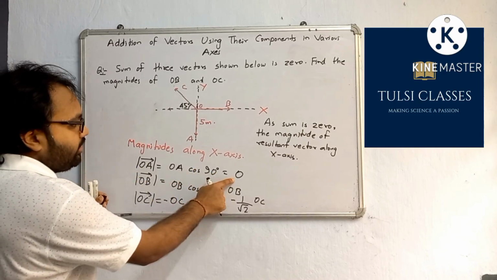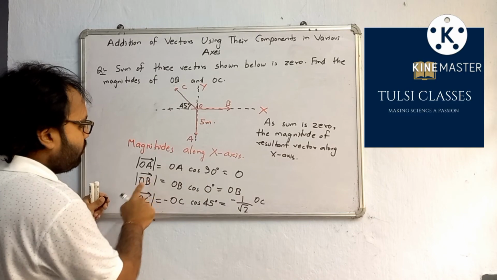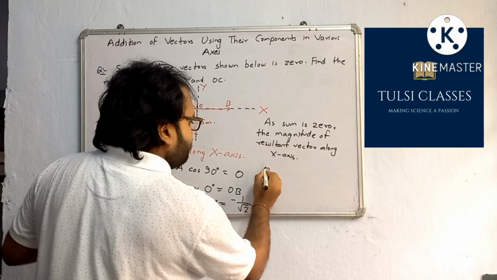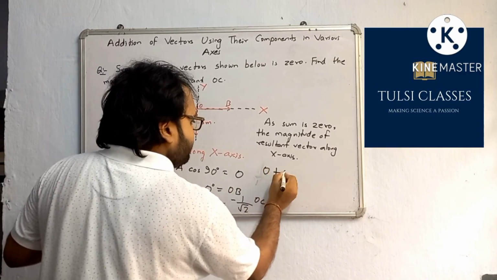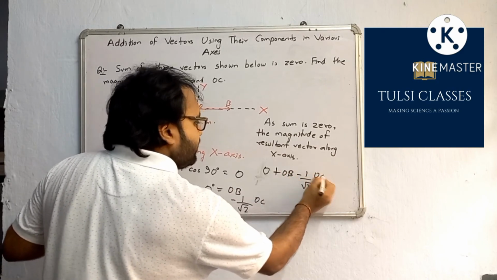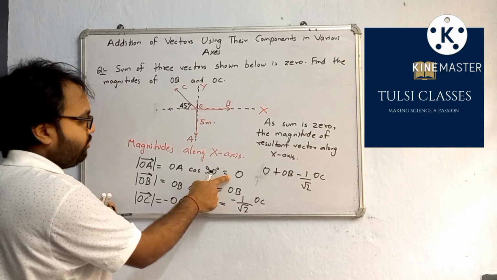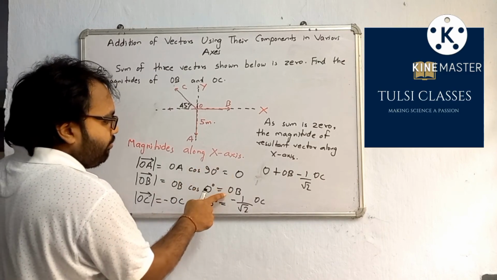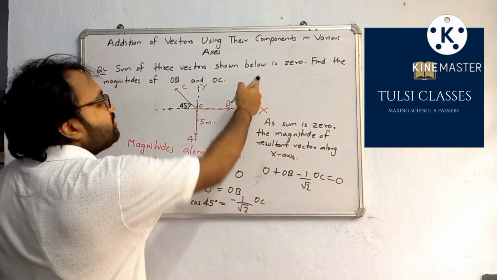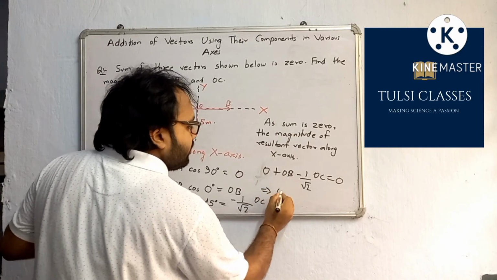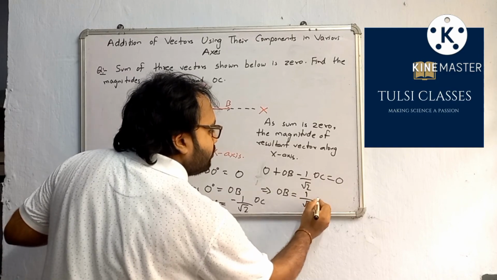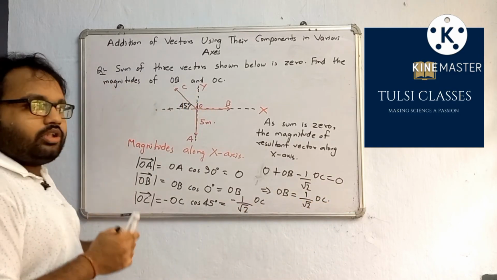So here, 3 vectors are there, OA, OB, OC. So we will write 0 plus OB minus 1 by root 2 OC. We have added the magnitudes of these 3 vectors: 0 plus OB minus 1 by root 2 OC. This must be equal to 0, as the resultant is given as 0. Now let us find OB. Transferring it, OB is equal to 1 by root 2 OC. So this is one of the equations that we have got.